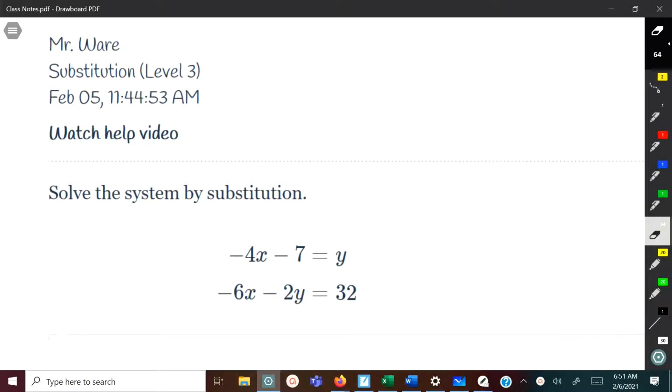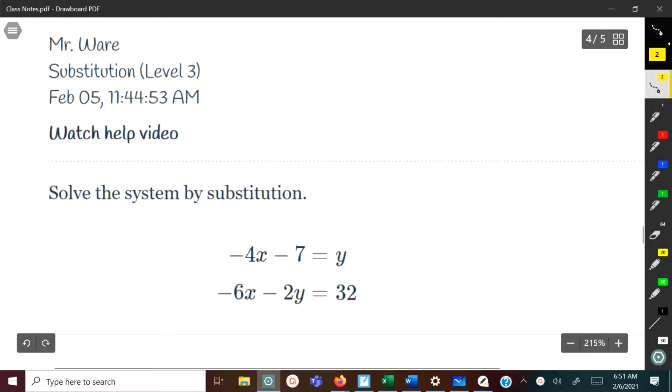Ware's videos, and today we're looking at Substitution Level 3. This is working with linear systems of equations, and what we want to do is find the x and the y from this system of linear equations. We're going to use the substitution method, but at this level what I want you to be able to do is to take a whole binomial and plug that in for your variable. So let's take a look at the first example. I'll show you how it's done.